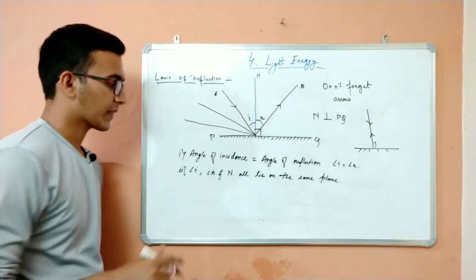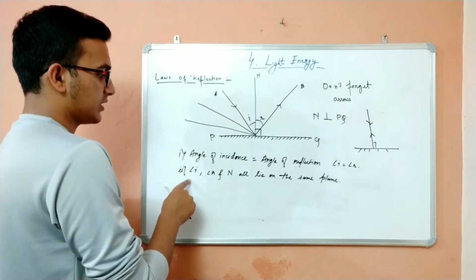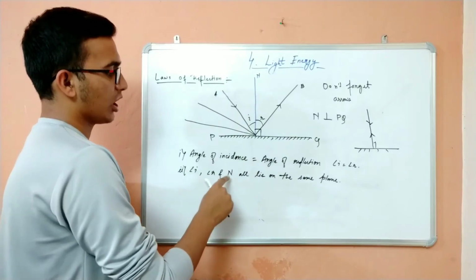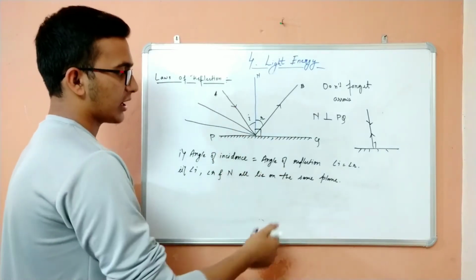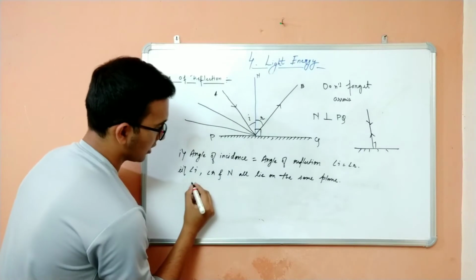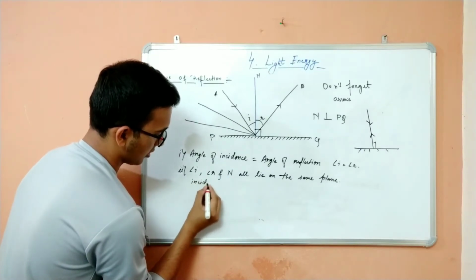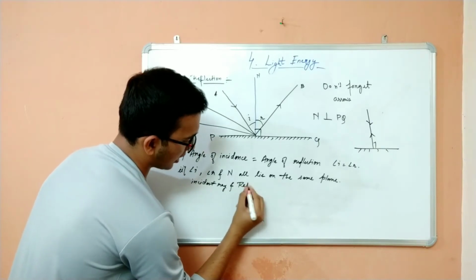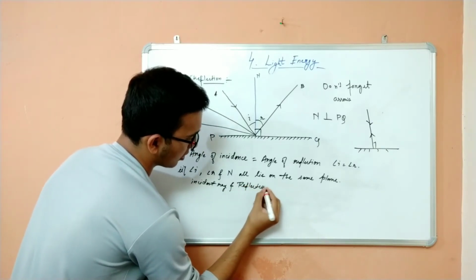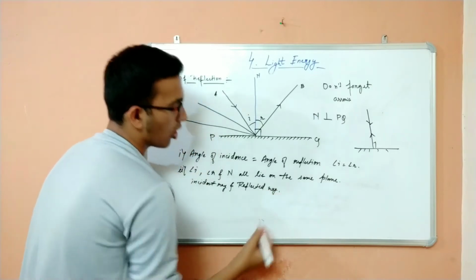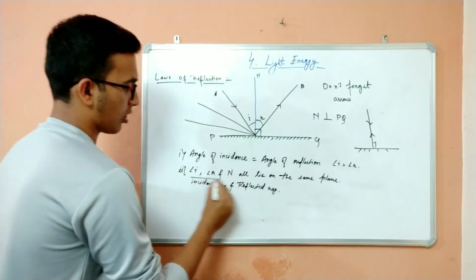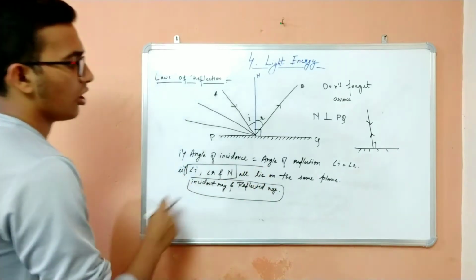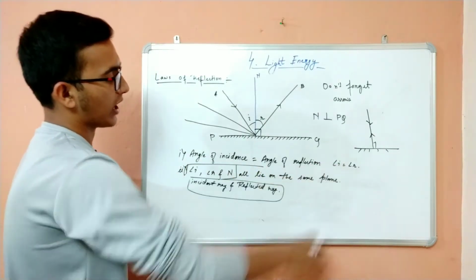This is the first law. The second law is that the angle of incidence, angle of reflection, normal, the incident ray and reflected ray, I'm writing it, all of these lie on the same plane.